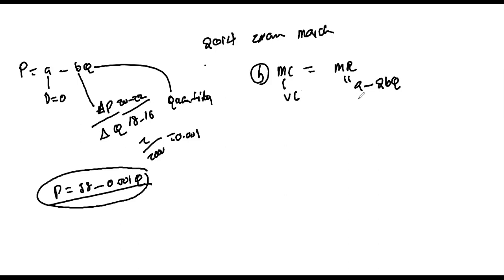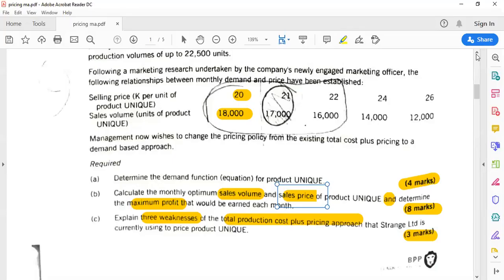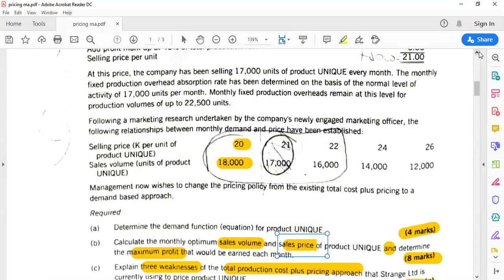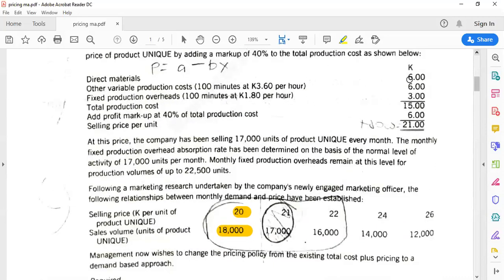We are going to simply bring it there. We're going to say marginal revenue is now going to be equal to what is A? A is 38 minus 2 times 0.001, that is 38 minus 0.002 Q. Have you seen that? Which will now be equated to the variable cost per unit. We are going to work the variable cost out because they've not given it to us in this question, but they've given us things to use. They've told us the direct material is 6, the variable overhead is 6, which is 12.